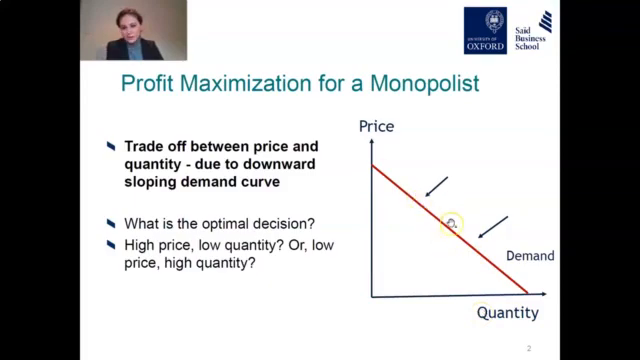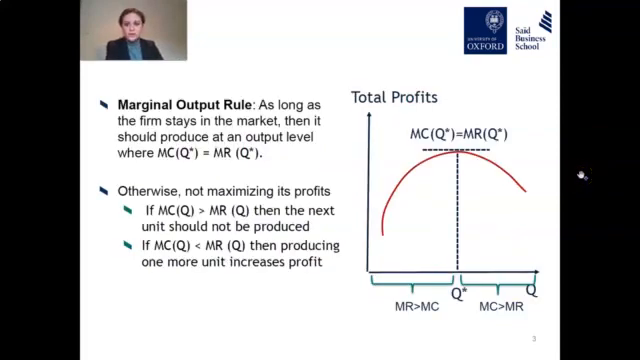I can do a low price, but high quantity combination. So which of these pairs is better for me if I want to maximize my profits? The answer to this question will depend on the specific circumstances of the firm. There isn't one universal answer to this. It depends on the firm's cost function as well as the revenue function that it's facing. In general terms, the answer to this question is determined by the marginal output rule.